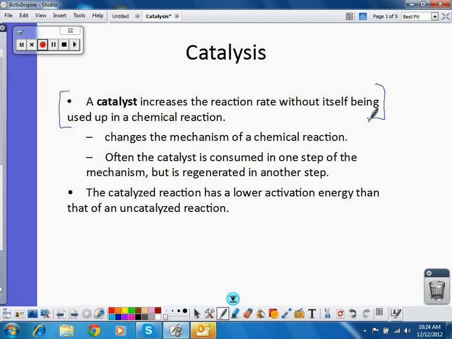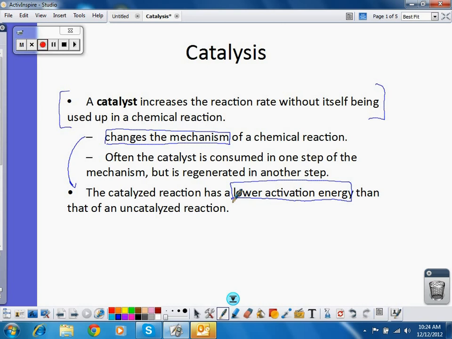There are actually a couple of things going on. One thing that happens is a catalyst changes the mechanism. So the mechanism has a different number of steps maybe, or different types of collisions, or something that changes the mechanism of the reaction. The other thing that happens when we change the mechanism is that the new mechanism has a lower activation energy. So that's the other key. So a catalyst increases the rate of reaction by lowering the activation energy through a change in mechanism.